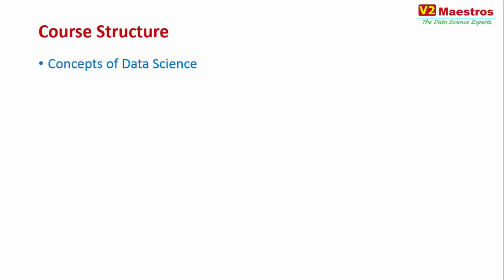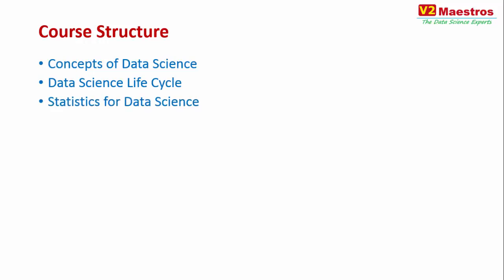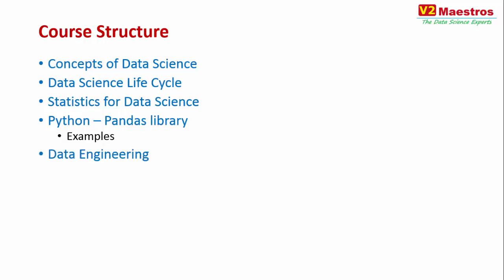The structure of the course. We're going to be starting to look at the concept of data science. Then we will move on to the data science life cycle, the various phases in a data science project. We will look at the use of statistics for data science to a very preliminary level. We will then explore the Python pandas library, how exactly things are there in the pandas library, what data structures are there and how they can be used. We look at the various stages of data engineering and how you can apply Python for this purpose.